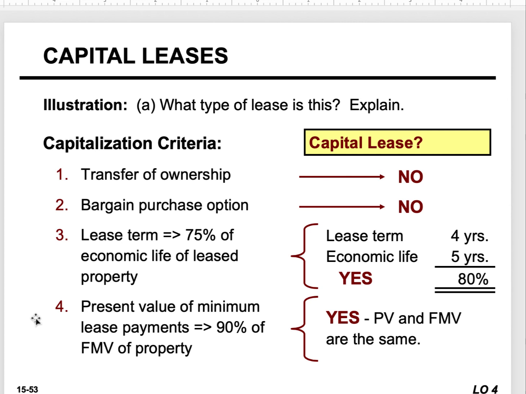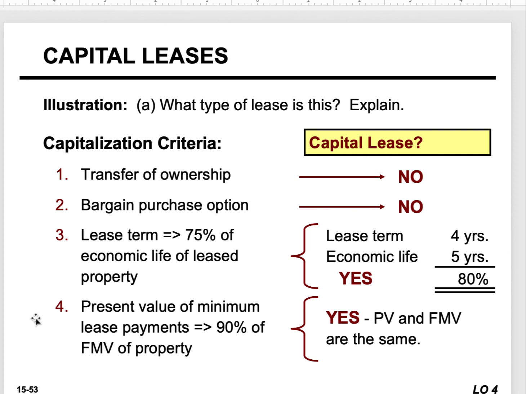Well, if that answer is no, let's say the lease term that we have is 3 years. So 3 divided by 5 gives me 60% of its useful life, right? Is that equal to or greater than 75% of the economic life of the property? No, it's not, right? So in the real world, we'd have to move to the 4th criteria.